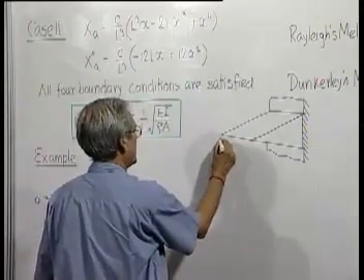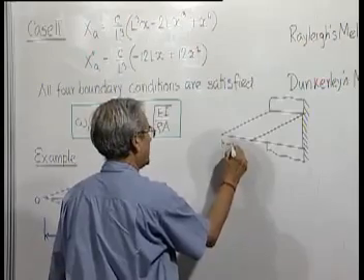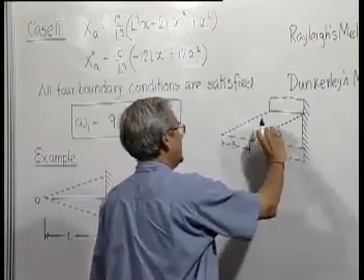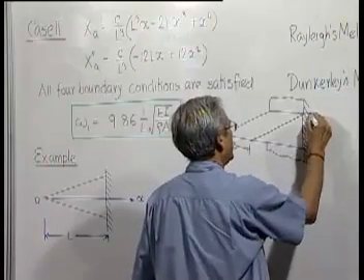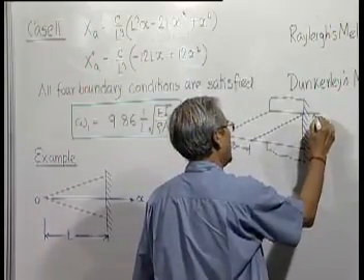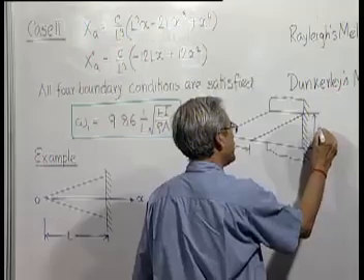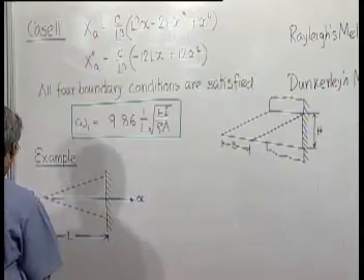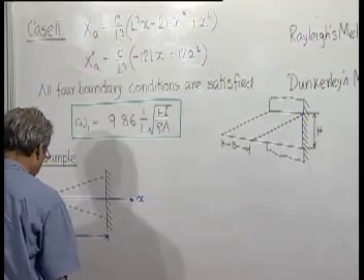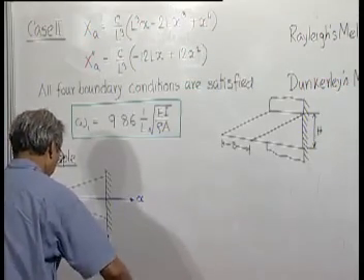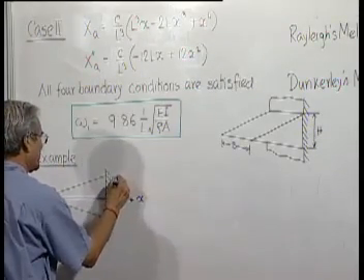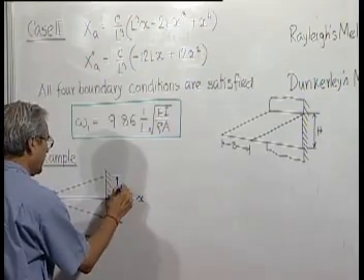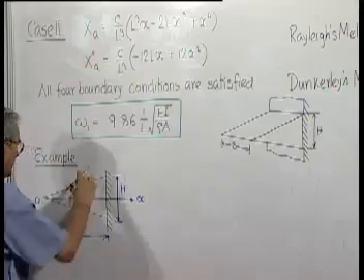So the width is constant and the thickness is uniformly varying. At the other end it becomes h, and at this end it is 0. So that means the depth is uniformly increasing and it becomes h here. The width remains constant.